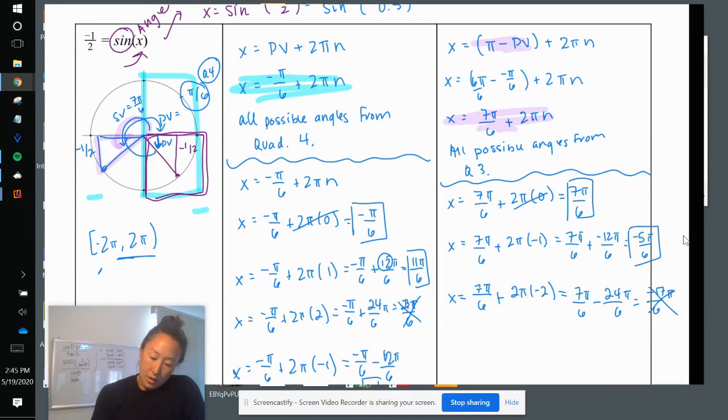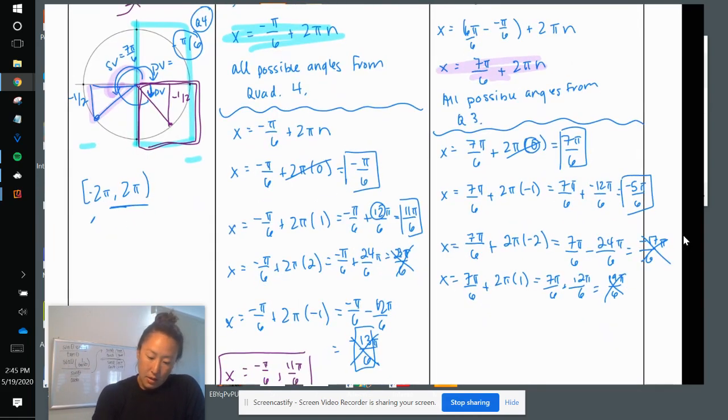All right, so I tried 0, that works, so I gotta try 1. So x is equal to 7 pi over 6 plus 2 pi times 1, giving me 7 pi over 6 plus 12 pi over 6, gives me 19 pi over 6. So is 19 divided by 6 less than 2?